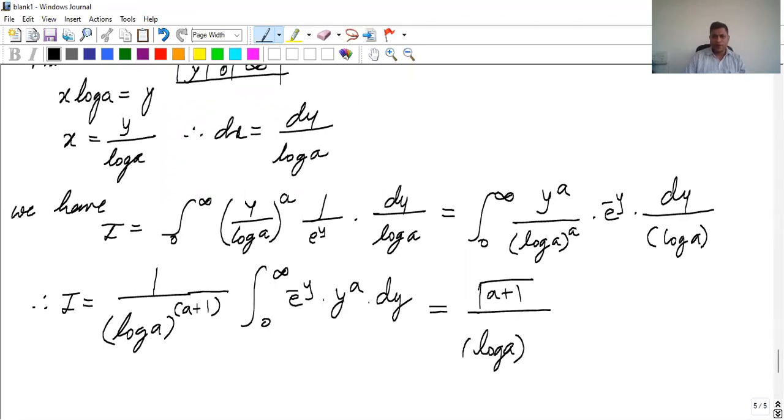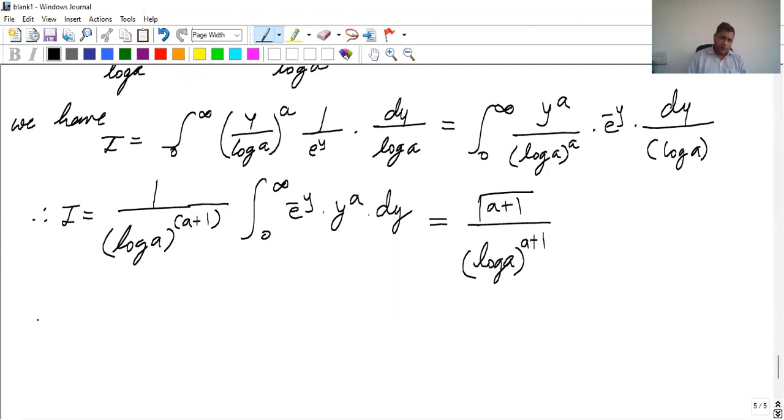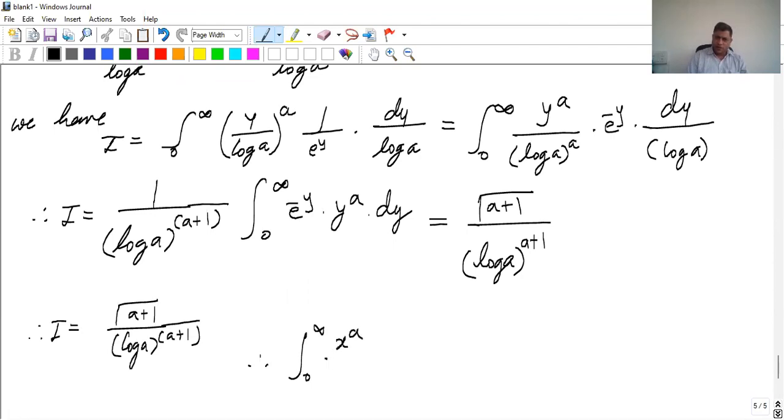And here we have log a bracket raised to a plus 1. So this way we are able to get I is equal to gamma of a plus 1 upon log of a bracket raised to a plus 1. So we got integral 0 to infinity x raised to a upon a raised to x dx equal to gamma of a plus 1 upon log of a raised to a plus 1.